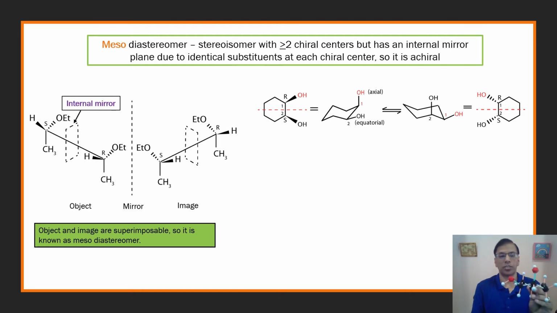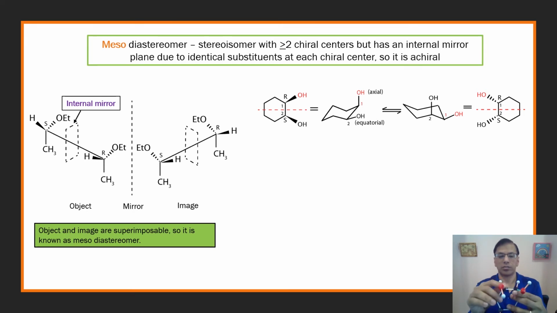And this is the chair conformation for this molecule. In the chair conformation, you can see one of the OH groups, this OH group, is in axial position, whereas this OH group is in equatorial position. And if you flip the ring, then you'll see that the OH group that was in the axial position is now in the equatorial position, whereas the other one has now moved from equatorial to the axial position.